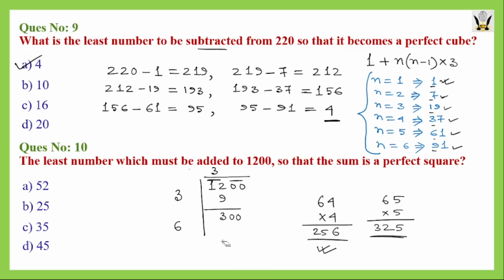So we have to consider the next value, 325. To make that 325, we need to add 25 to 300. So the square value of 35 will be 1225. That means we need to add 25 to 1200 to make that a perfect square. So our correct option will be option B.